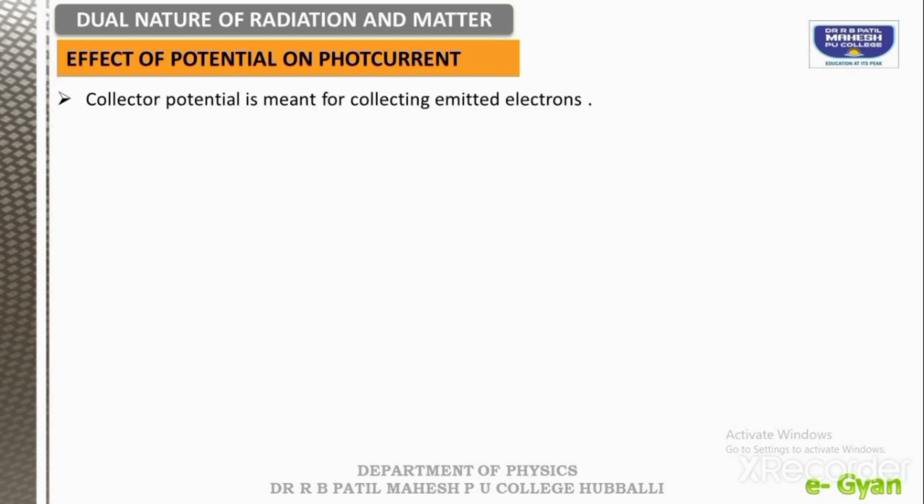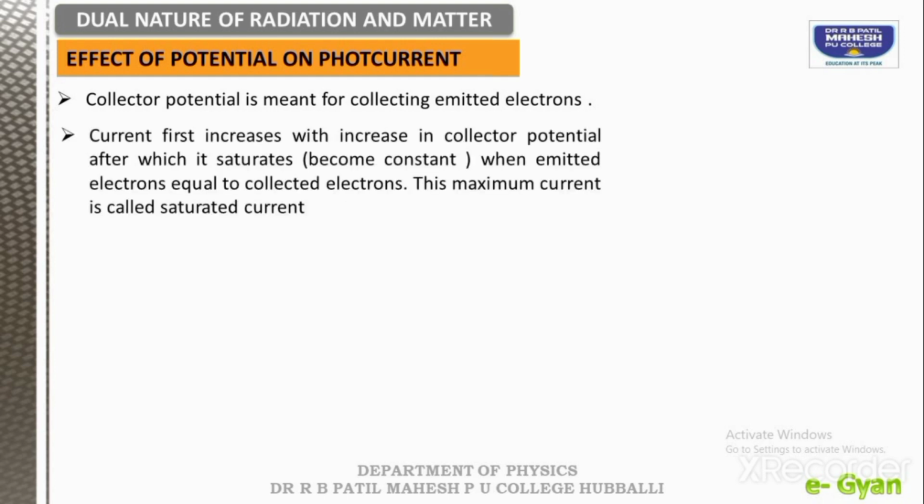We know the collector potential is meant for collecting emitted electrons. Initially, the current increases with increase in collector potential, after which it becomes constant, or we can say it saturates. When emitted electrons are equal to the collected electrons, it has reached a maximum current. So, that we call the saturation current.